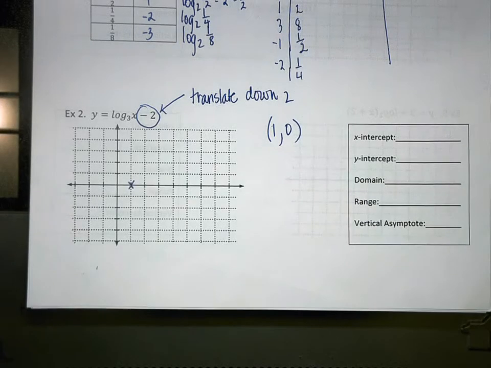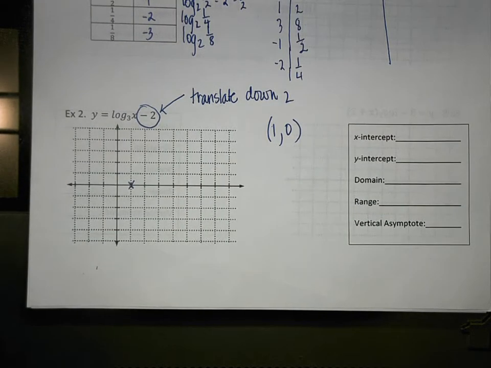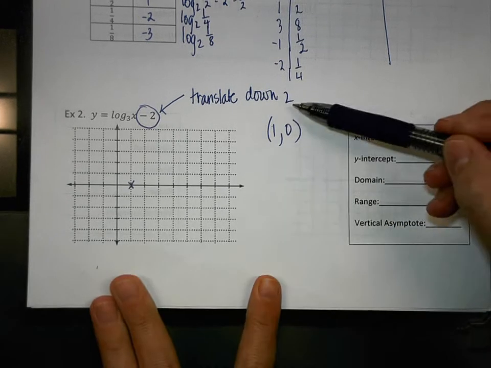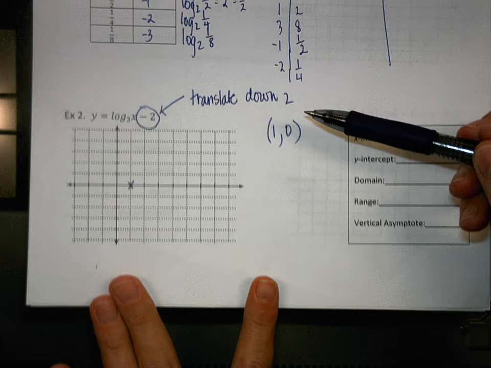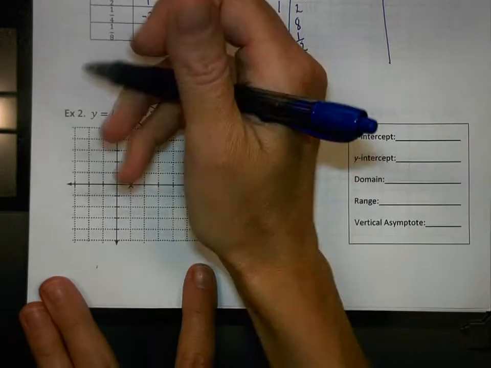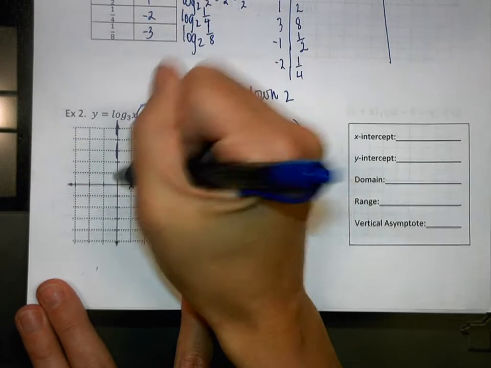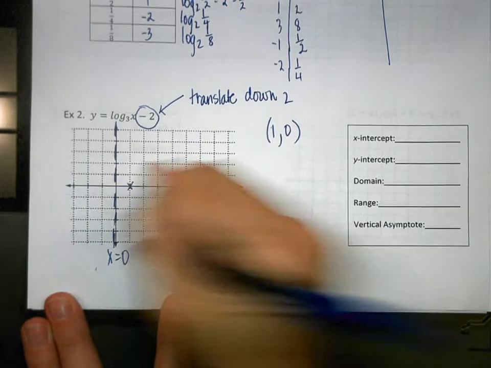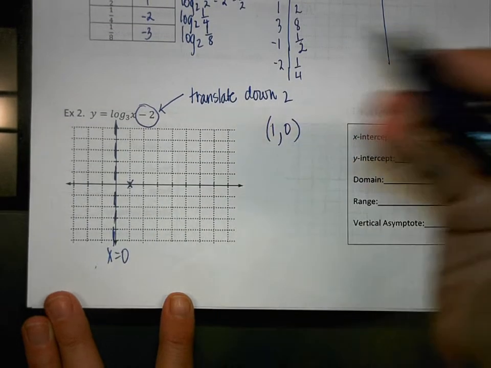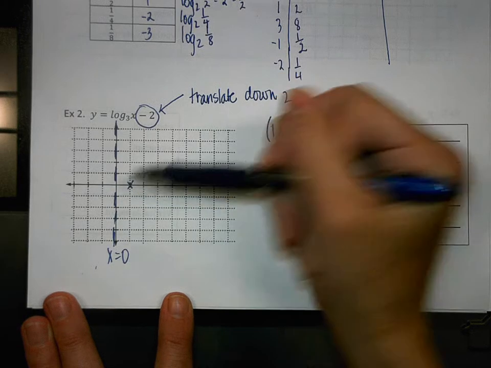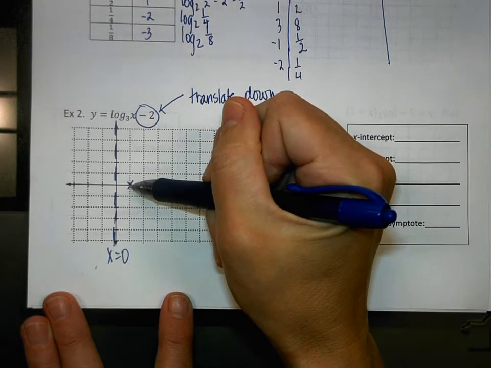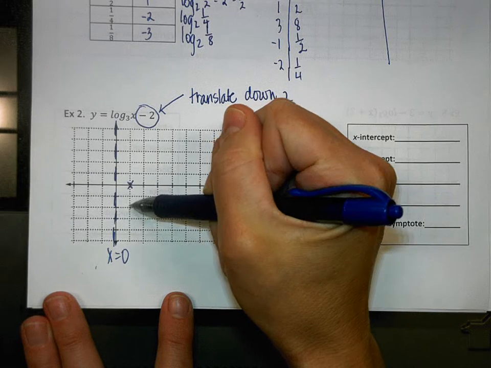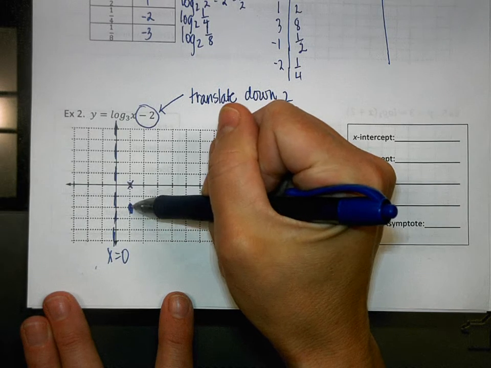But if we translate our graph at all going right and left, we have to also move the asymptote right and left that many spots. Now, in this case, we're translating down. So is my asymptote going to change at all? No. And so I'm going to go ahead and draw my asymptote here. And again, that is at x equals 0. And then this point is going to translate down too. We're going to make that point.